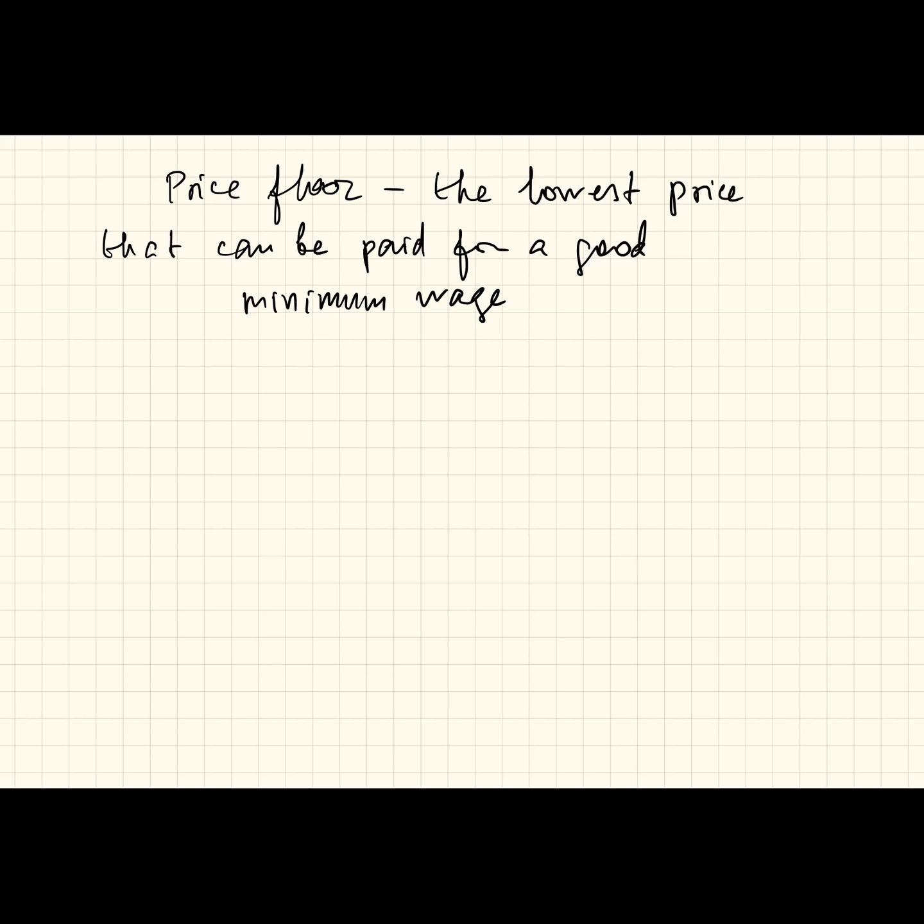Before we go there, let's look at the price axis to see how it works. If this is your price and this is your price floor, then this price and everything above will be okay. But anything below will be illegal, because that sets the lowest limit, lowest price. So, illegal.